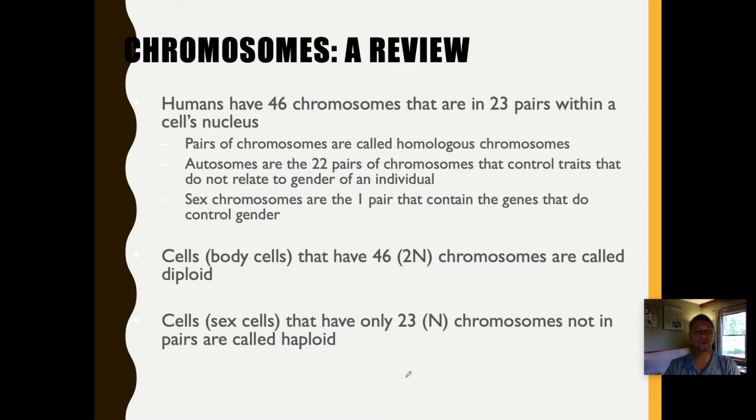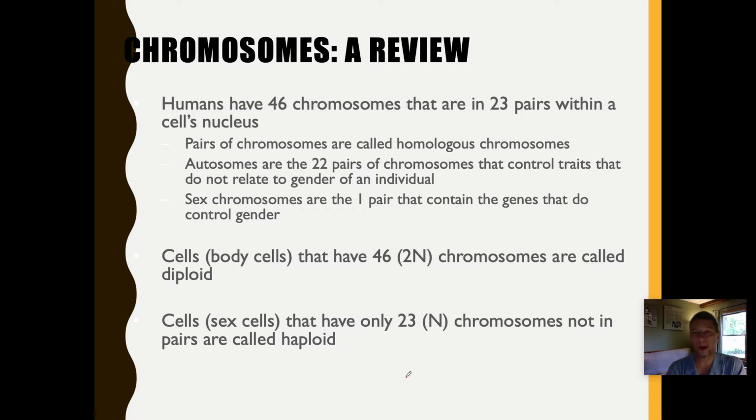Generally speaking, and we talked about this a little bit when we talked about reproduction, most humans, the vast majority, have 46 chromosomes in their cells, in their nuclei. But those chromosomes aren't just 46 random individual chromosomes. They actually come in 23 pairs. Now, the chromosomes sit inside the cell's nucleus.